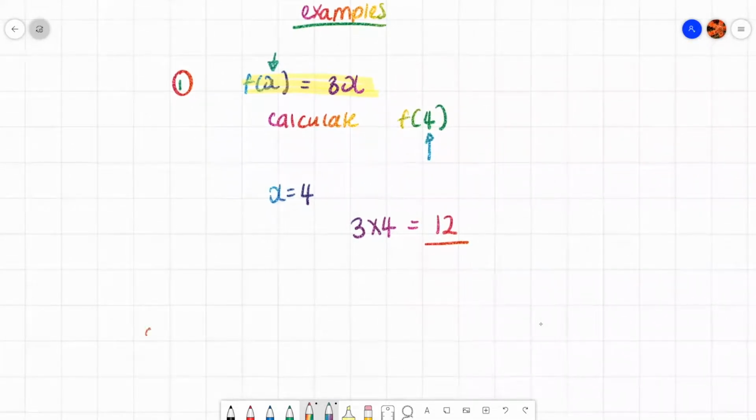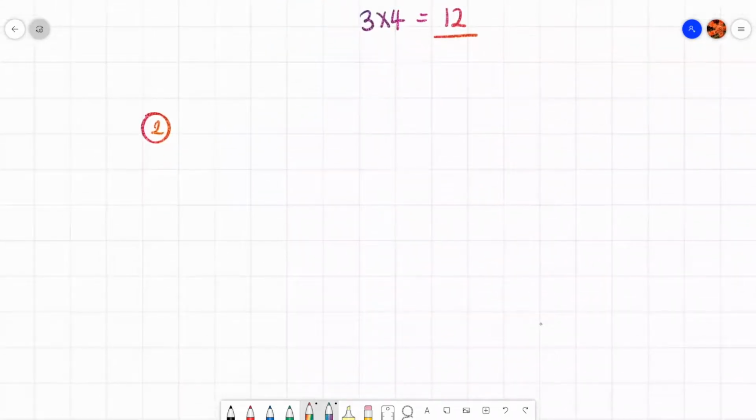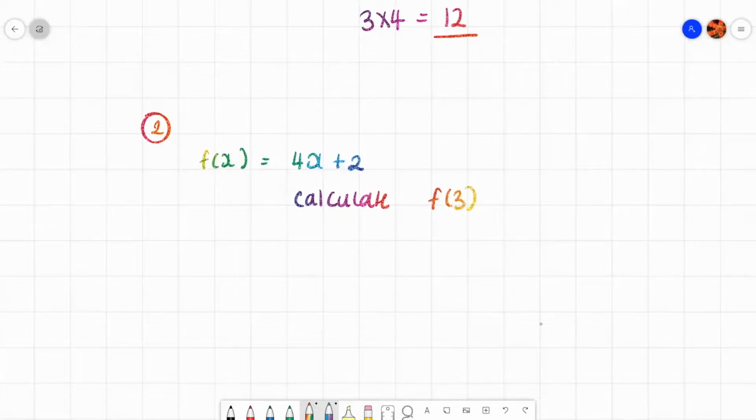Okay. Another example like that. Let's have a look. f of x equals 4x plus 2 this time, and we are going to say calculate f of 3. Again, you can see here that the x has been replaced by 3. So you are going to do 4 times 3 add 2. Well, 4 times 3 is 12, and 12 add 2 is 14. Okay, it's just a slightly more complicated way of saying substitute numbers in.